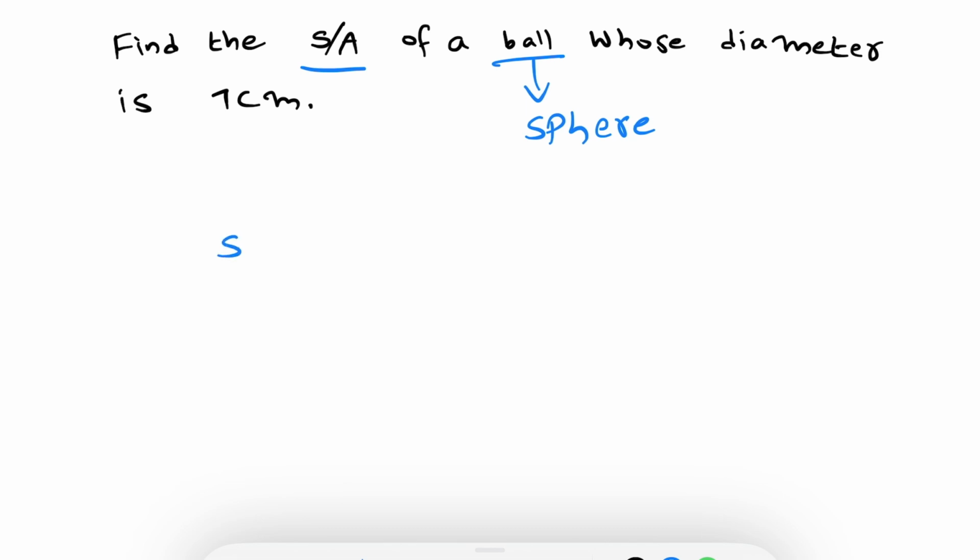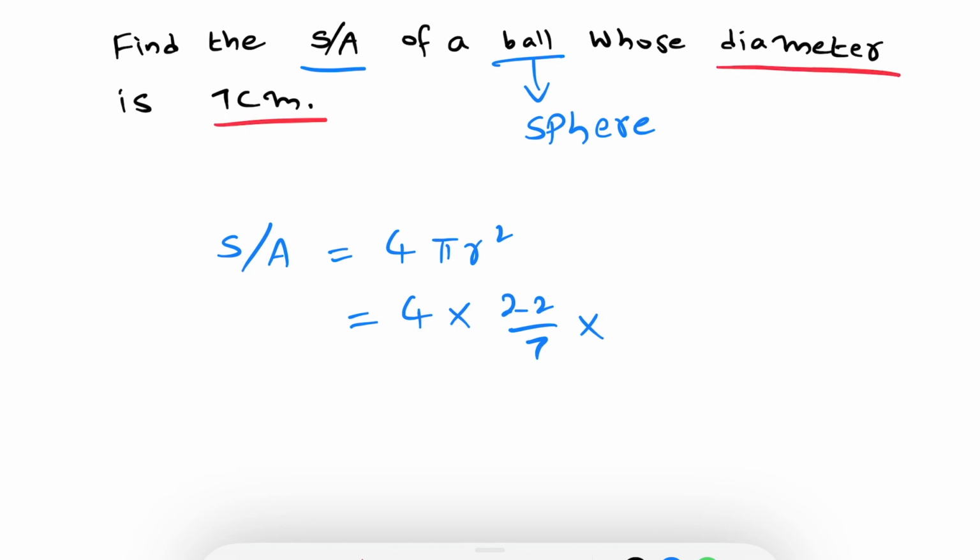So surface area of a sphere equals 4 pi r square, which equals 4 as it is, pi substituting 22 by 7, into r square. That is the radius, right? But in the question the diameter is given as 7. Then what will be the radius? It will be half of the diameter. So 7 by 2. But in the formula we have r square, right? So 7 by 2 into 7 by 2. 7 cancels. Here 2 2s are 4 and this 4 cancels.